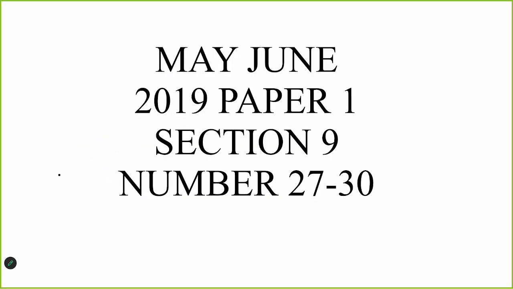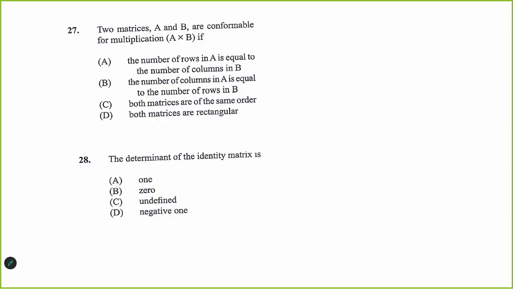Let's go to May, June 2019. Two matrices A and B are conformable in multiplication. That is, if the number of columns in the first matrix is equal to the number of rows in the second matrix. So the number of columns in A is equal to the number of rows in B. So that would be B is the answer. The determinant of an identity matrix, this is something that you need to know, is 1.